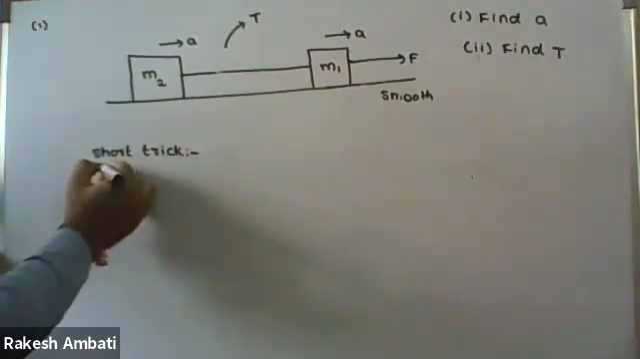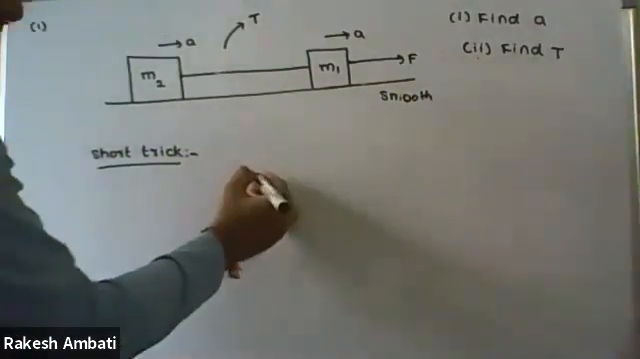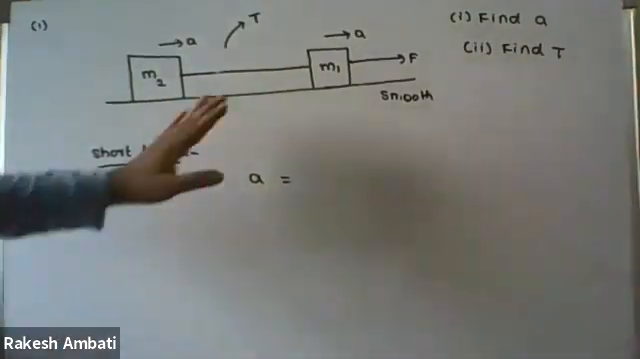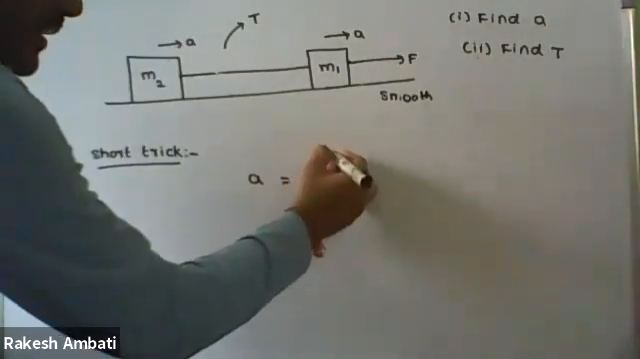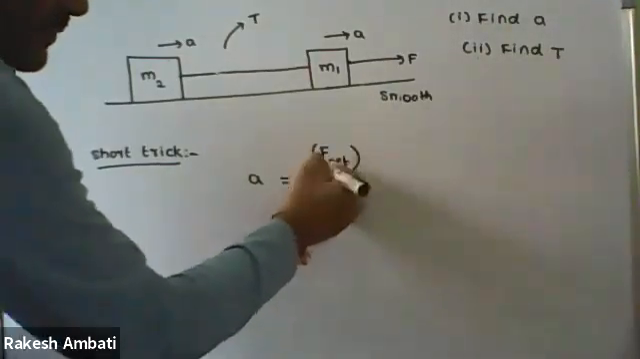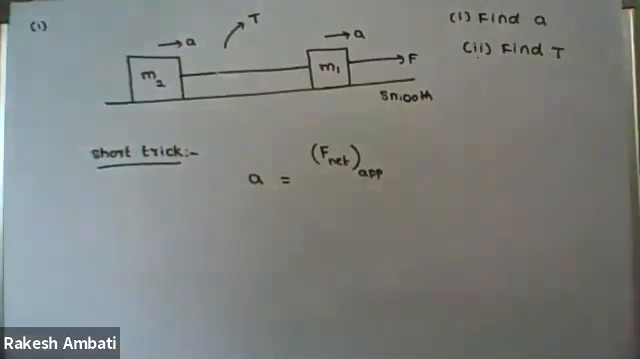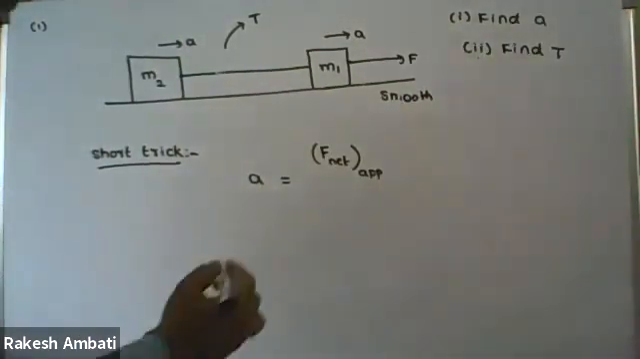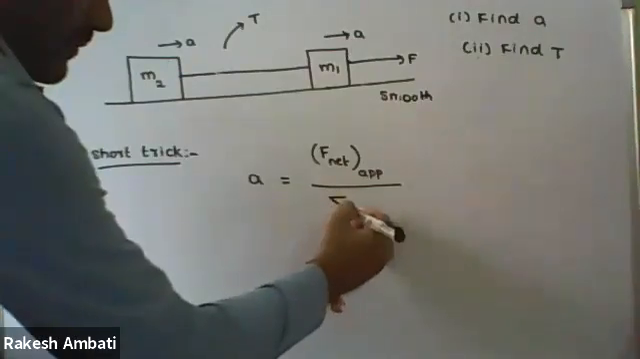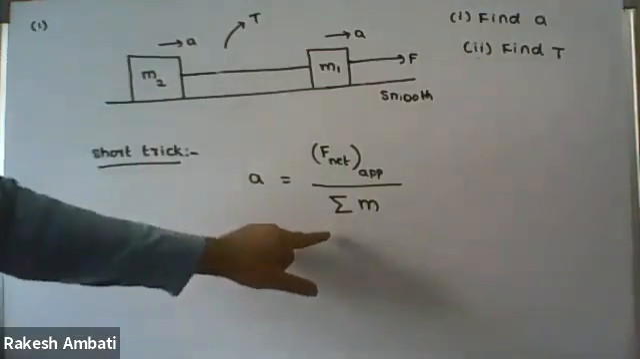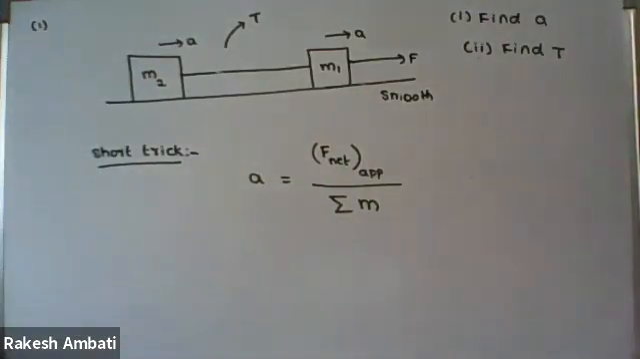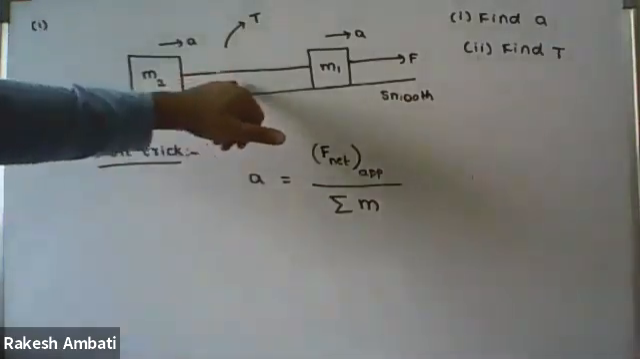Short trick. What is the short trick to find the acceleration? In such types of questions, write down acceleration equal to resultant applied force upon sigma m, the sum of the masses. Sir, in all sums we can use this formula? Yes, in all string type of questions.